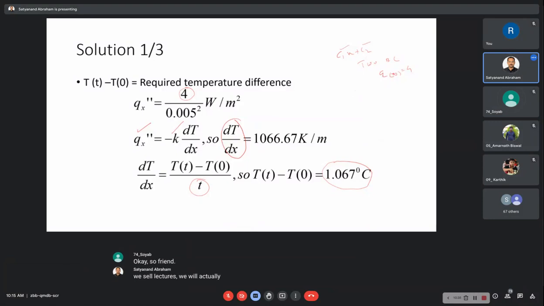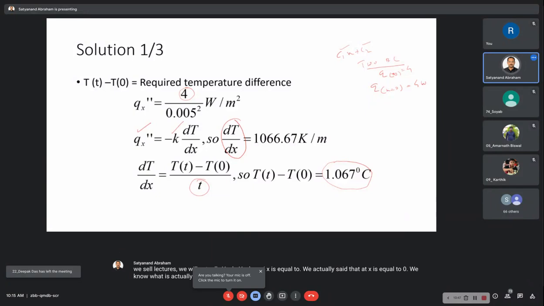So at x is equal to 0, we know what the boundary condition is. It is actually 4.